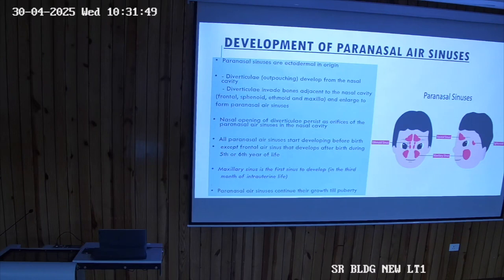When there is outpouching of these cavities into the surrounding bone, their opening still remains in the nasal cavity. Okay, so these are going to open into the meatus of the nasal cavity. So where these openings are located, this will be discussed in your gross in the lateral wall of the nose. Okay, all these openings, because their formation started from the nasal cavity, so all these finally are going to drain into the nasal cavity. So their orifices are there in the nasal cavity within the meatus of the nasal cavity.